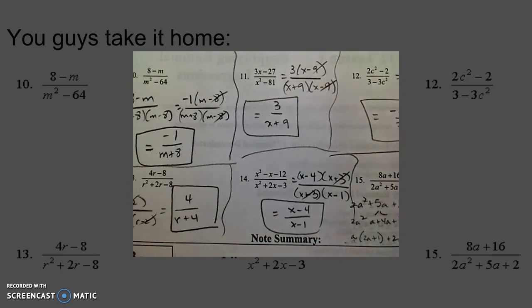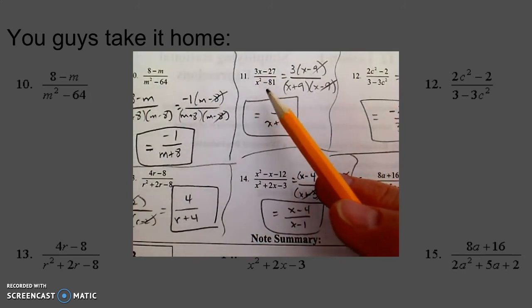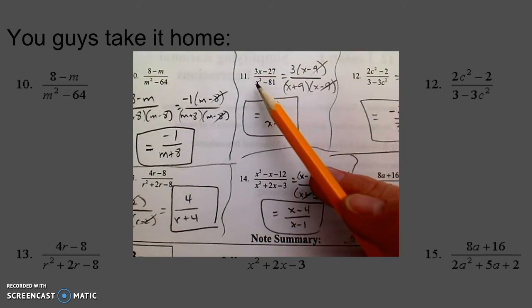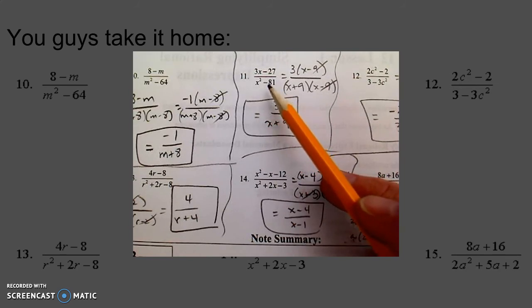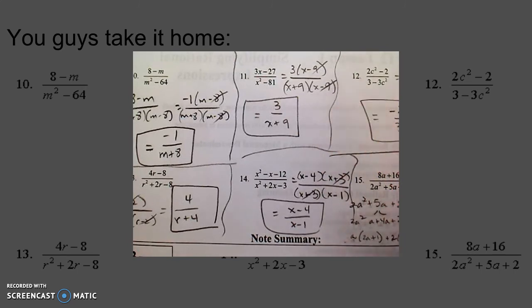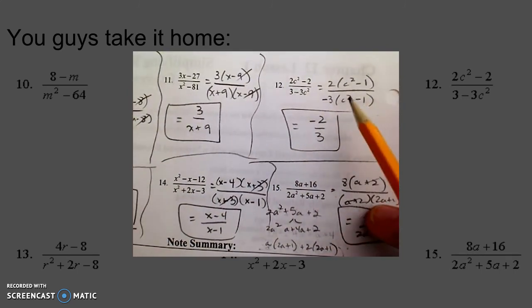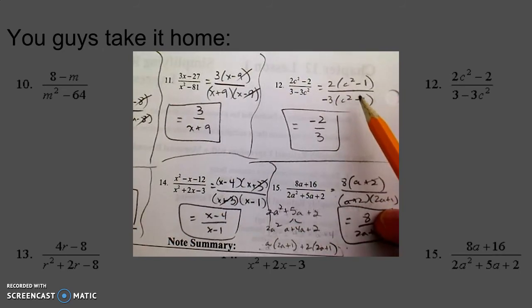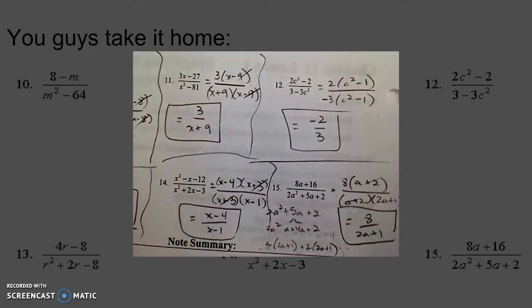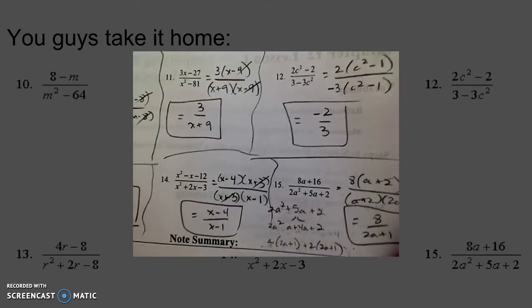number 11, reminder that x squared minus 81, difference of two squares. X squared is a perfect square, 81 is a perfect square. A minus sign in between, so it's x plus 9, x minus 9. C squared minus 1 would be a difference of two squares, but the entire expression is able to be divided out.